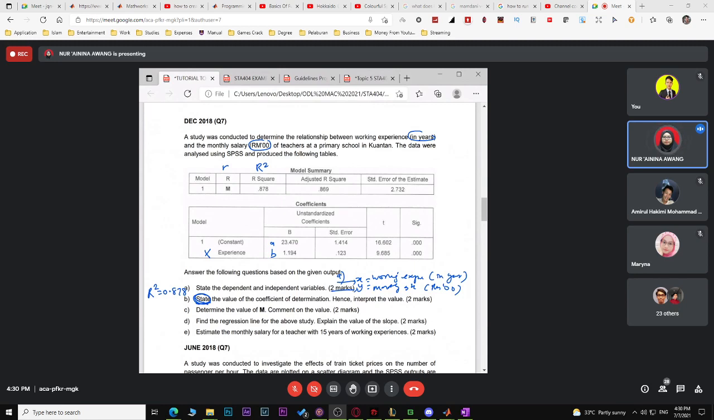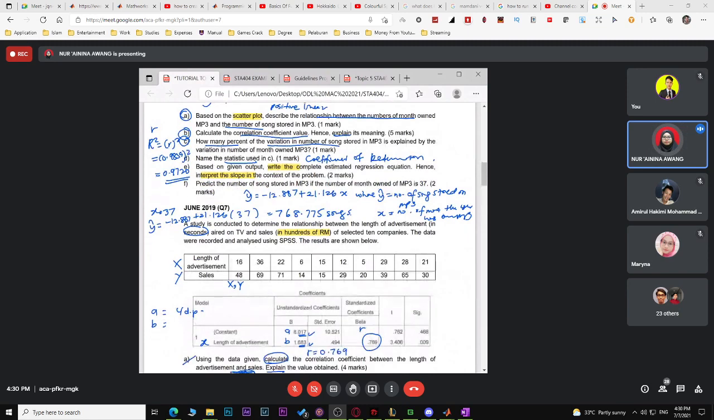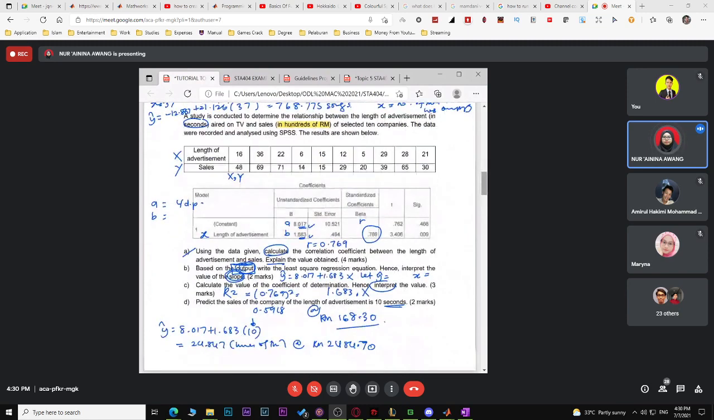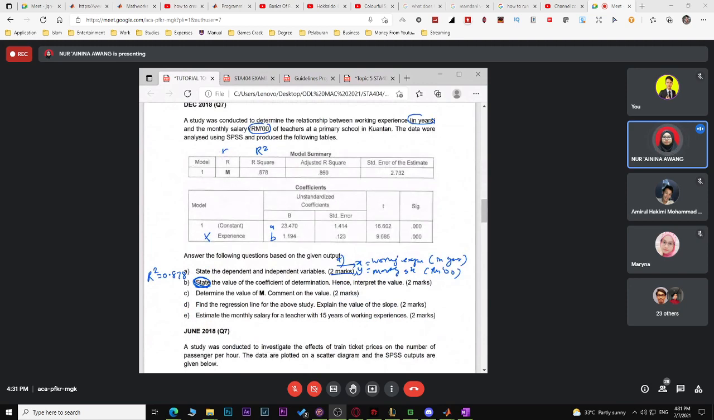And then for C, determine the value of your M. So M, you know that this is the value for your correlation coefficient. But in this case, there is no data. You tak ada data macam previous questions. Okay, so you tak boleh nak cari all the values, summation of X, summation of XY, summation of Y. Okay, you tak boleh nak cari. So how to find the value for your correlation coefficient? So you just use this value. Okay, since you know that the value for coefficient of determination is equal to your punya correlation coefficient, you square the value. Okay, so to find the value of M, so how to find the value?